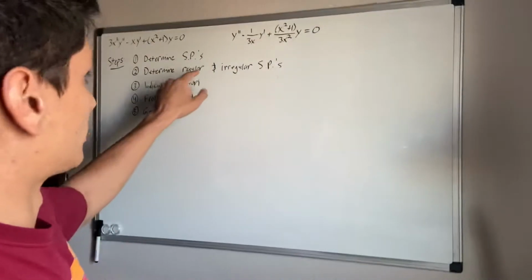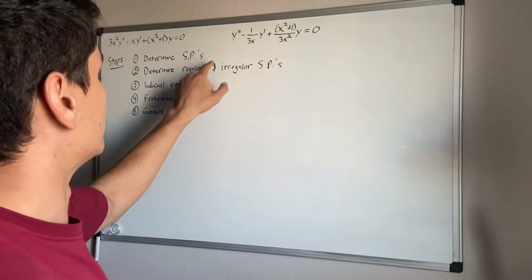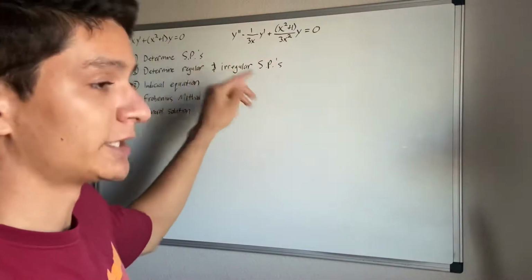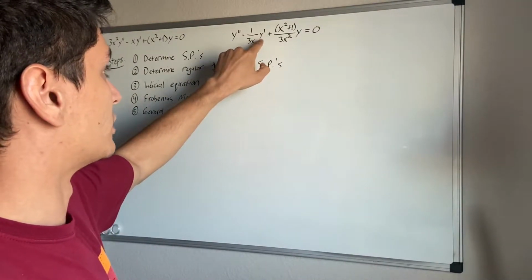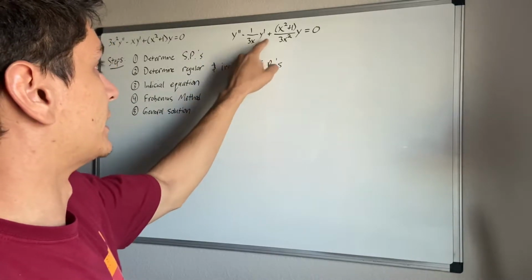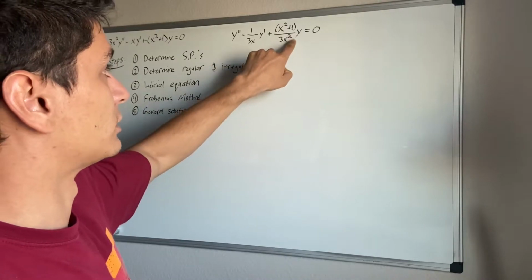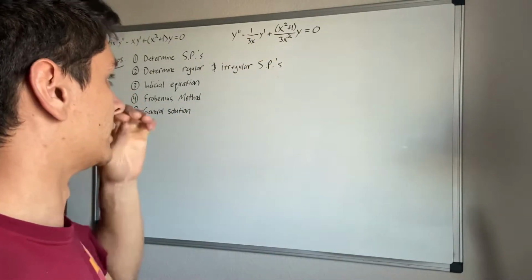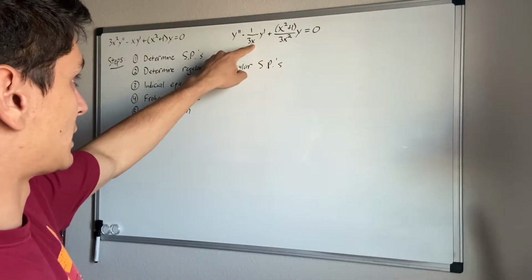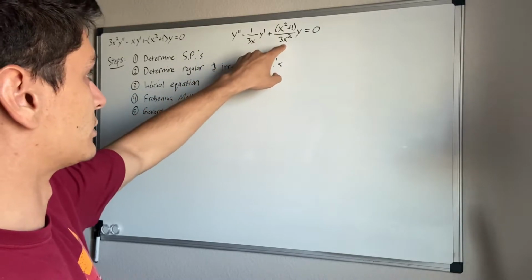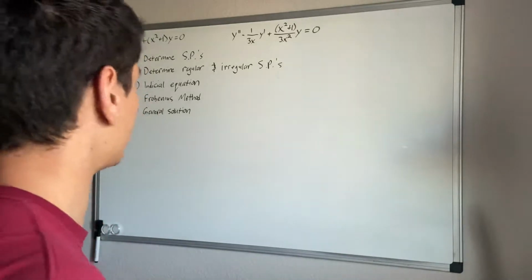The way you determine whether they are regular or irregular singular points is that if the singular point appears to the first power in the denominator of the first derivative, and it appears to the second power in the denominator of the 0th derivative, then it is a regular singular point. So since x appears to the first power in y prime and x appears to the second power in y, the 0th derivative, it is a regular singular point.